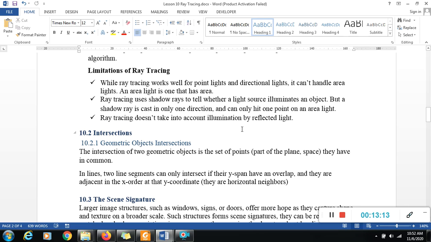Ray tracing doesn't take into account illumination by reflected light. I mean, ray tracing does not take into account an object that is illuminated by light that has been refracted from another object, as opposed to from the source.